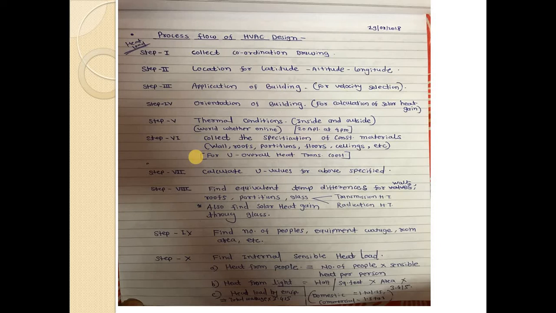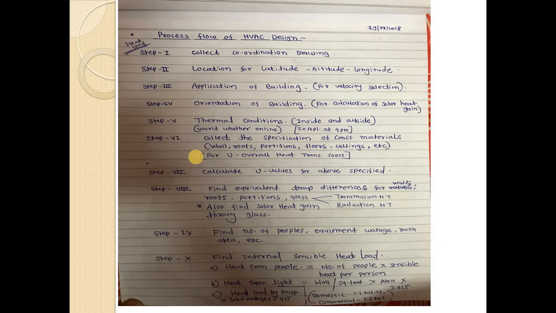The third important step is the application of the building for ventilation selection. We must define the application of the building, whether it is domestic, commercial, a hospital or some kind of organization, hotel, shopping complex, mall, restaurant, etc. We have to define it first of all. So this is the third step.